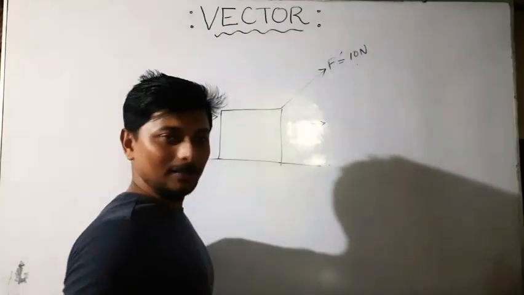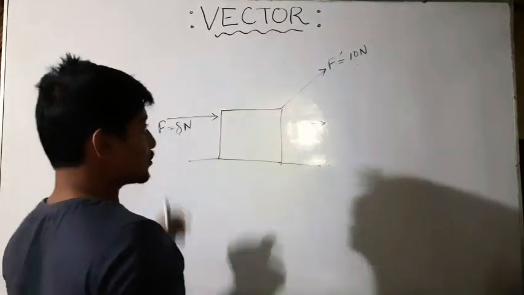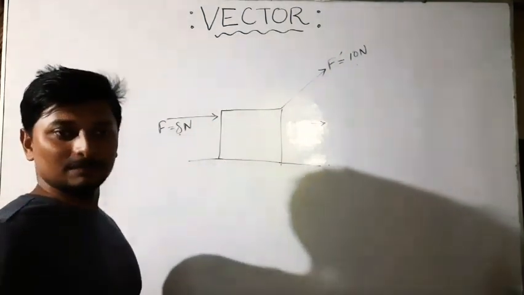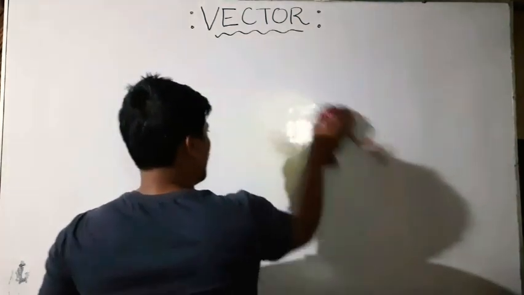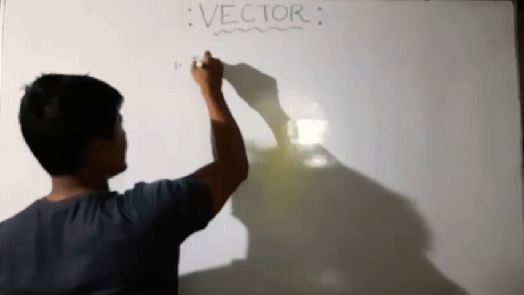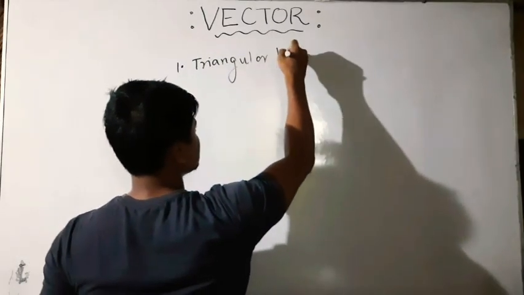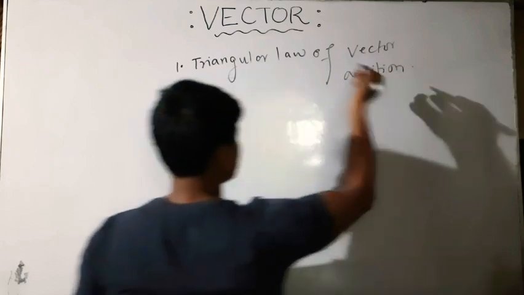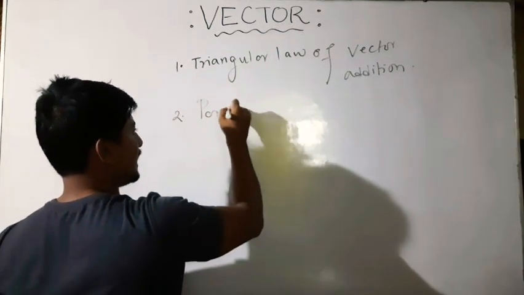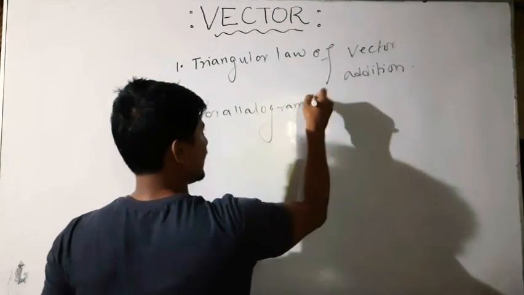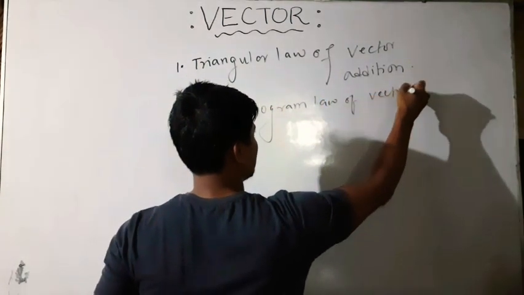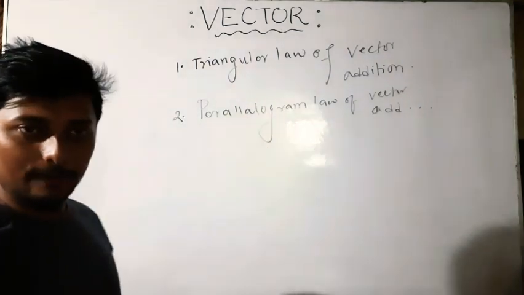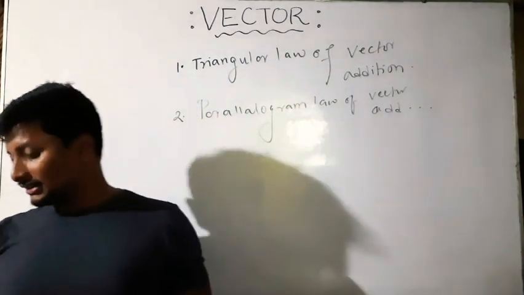So how will you do it? We have to follow two laws, which we will be studying today, the two laws that govern the addition of vectors. The first law is the triangular law of vector addition. The second is the parallelogram law of vector addition. Understood? There are two particular laws, triangular law and parallelogram law. So today we'll be discussing them in detail.